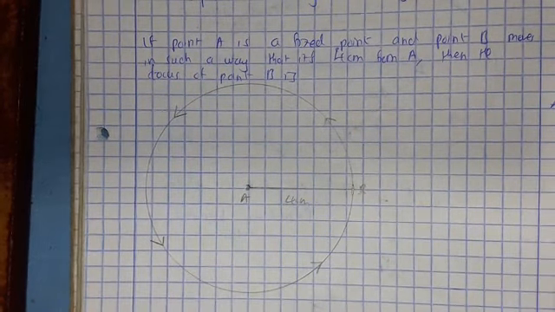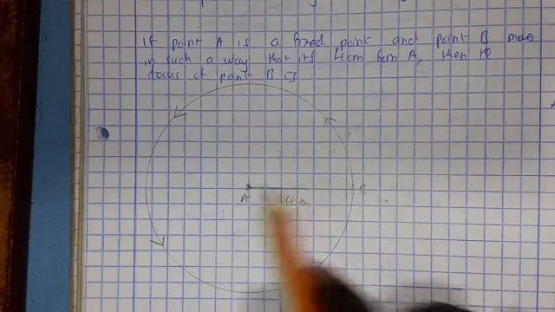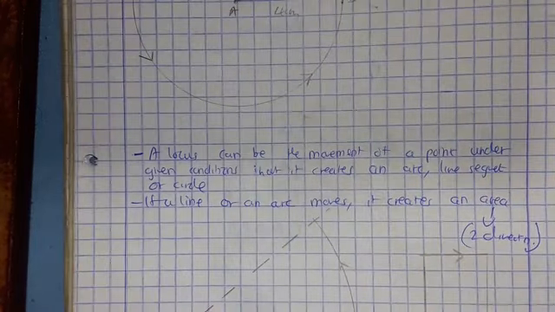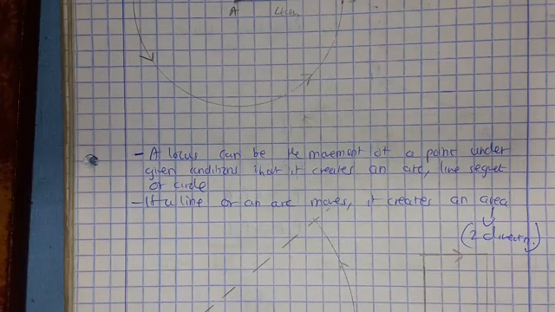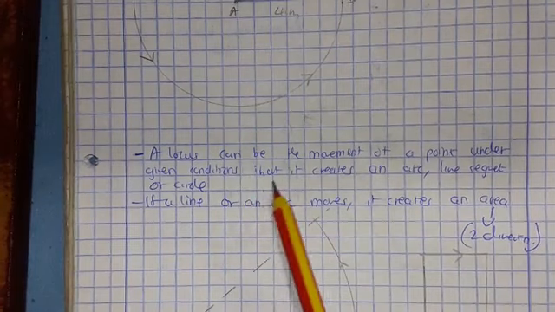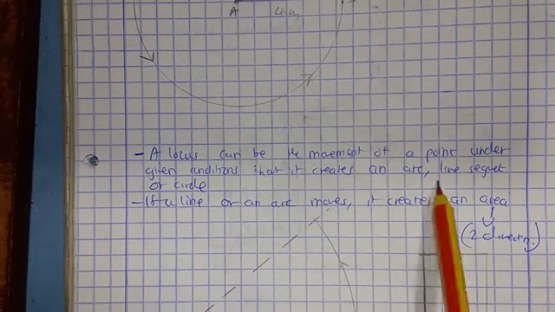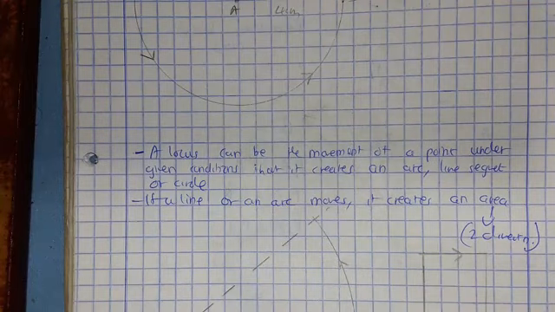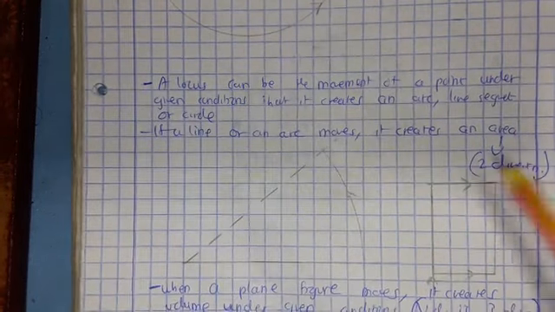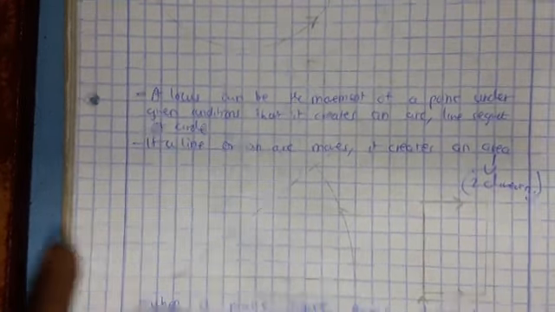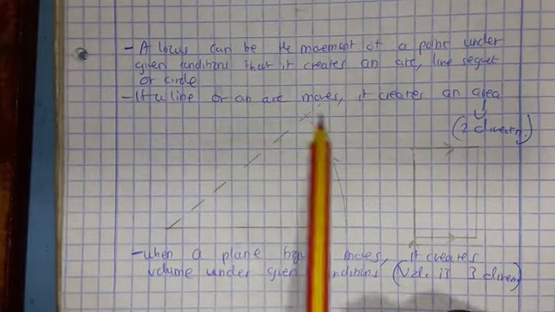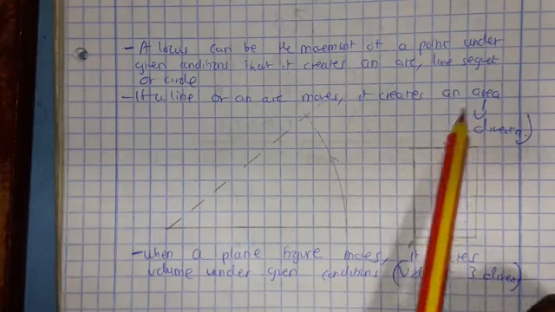So basically after that, we have still looked at point B and point A. A locus can be the movement of a point under given conditions that it creates an arc, line segment, or a circle. That's basically what we have looked at as that example. So, I would like you to be reading it with me here. If a line or arc moves, it creates an area.